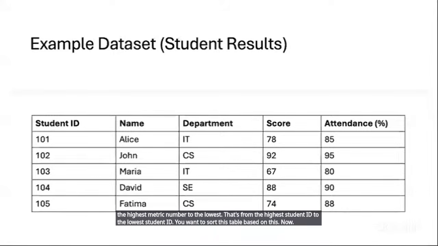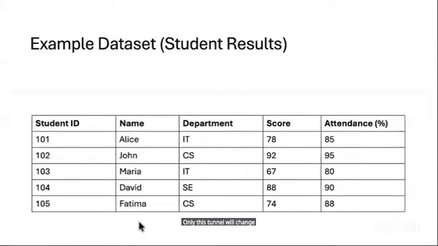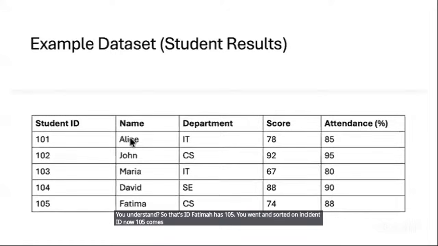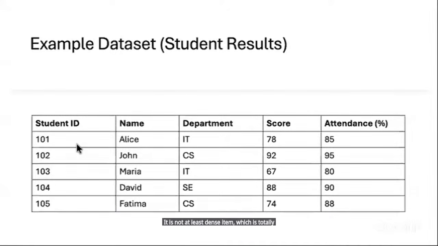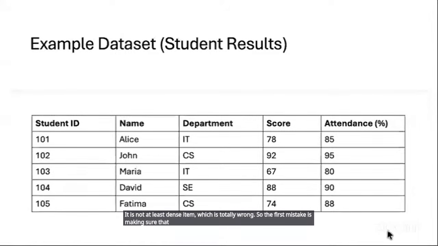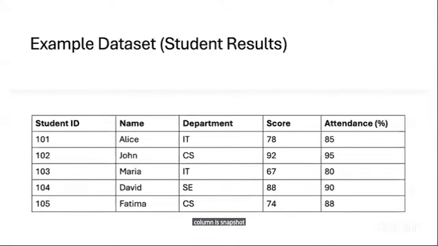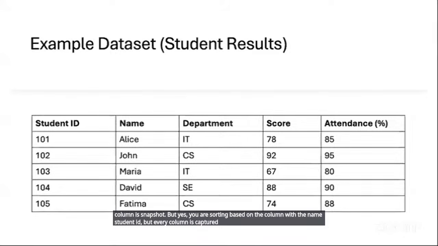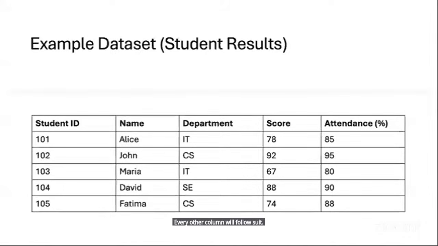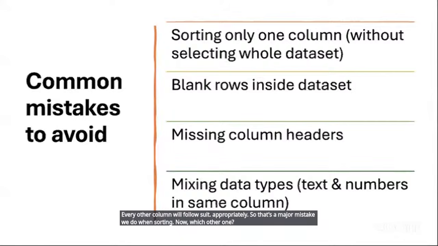Now, if you select only this column, only this column will change. And that's a catastrophic error. You understand? Student ID, Fatima has 105. You went and sorted only student ID. Now 105 comes up. It is now Ali's student ID, which is totally wrong. So the first mistake is making sure that every column is captured. Yes, you are sorting based on the column with the name student ID, but every column is captured, meaning that as student ID is being sorted, every other column will follow suit appropriately. So that's a major mistake we make when sorting. Now, which other one? Blank rows inside data sets.